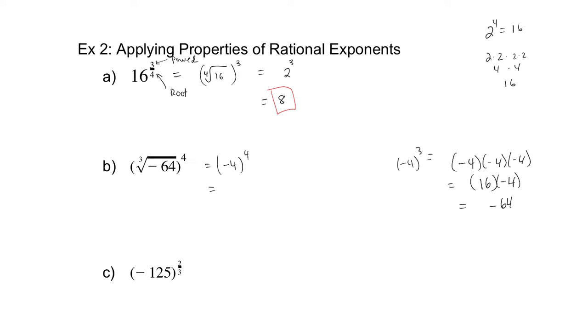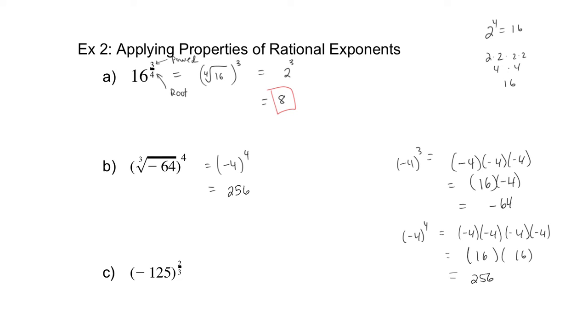I have to figure this out. All right, it would be a positive 256, because negative 4 times itself 4 times would end up being positive 16 times positive 16, which is 256.